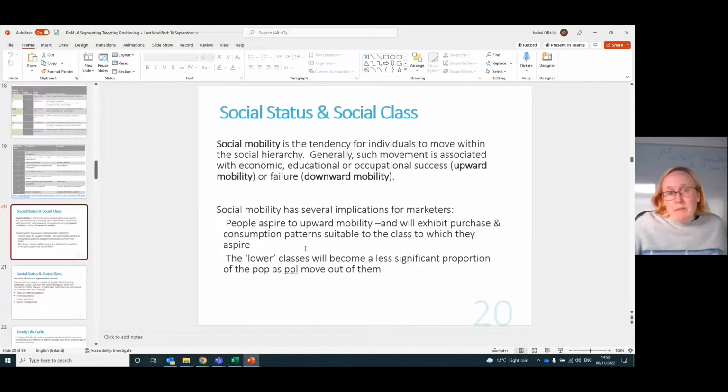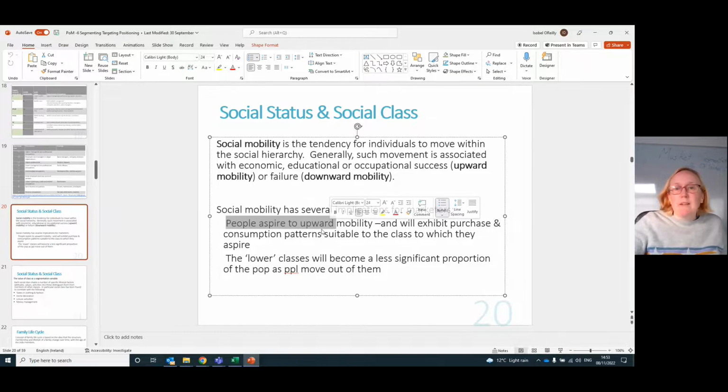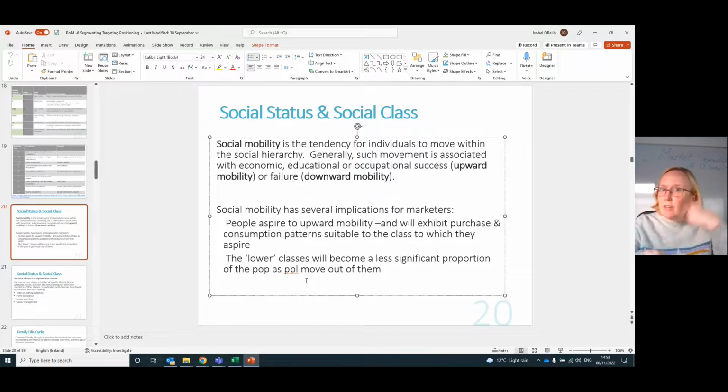So, as I mentioned before, back to the slide, people aspire to upward mobility, and they will exhibit purchase and consumption patterns suitable to the class to which they aspire. So lower classes will become less significant proportion of the population as people move out of them, but that implies that everybody is constantly moving up. Some people are making choices and so on that end up moving down. So there is a constant cycle, and then new people are joining, usually at the bottom.